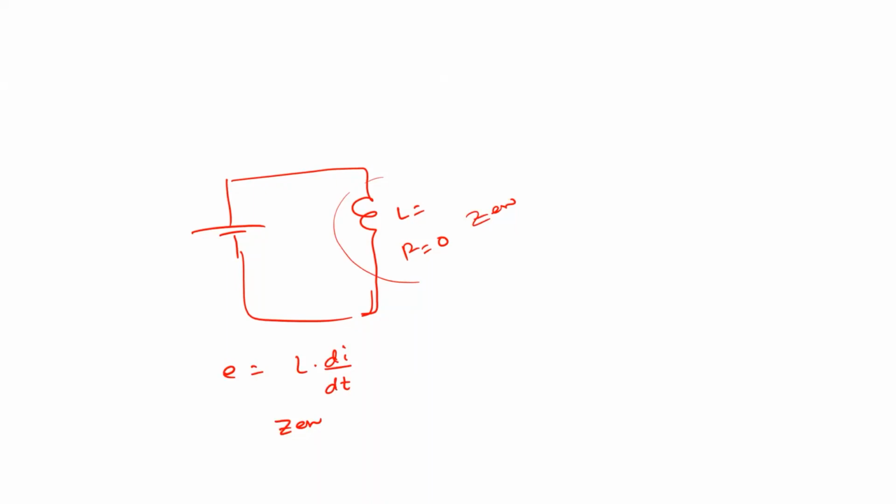Why is the current constant? See here, the voltage across this coil is 0. So what does it indicate? Does it indicate an open circuit or a short circuit? Open circuit, sir. Current can be any value.